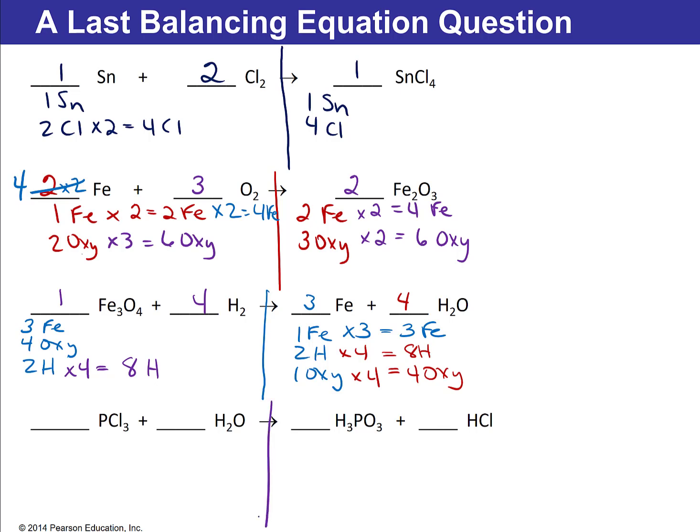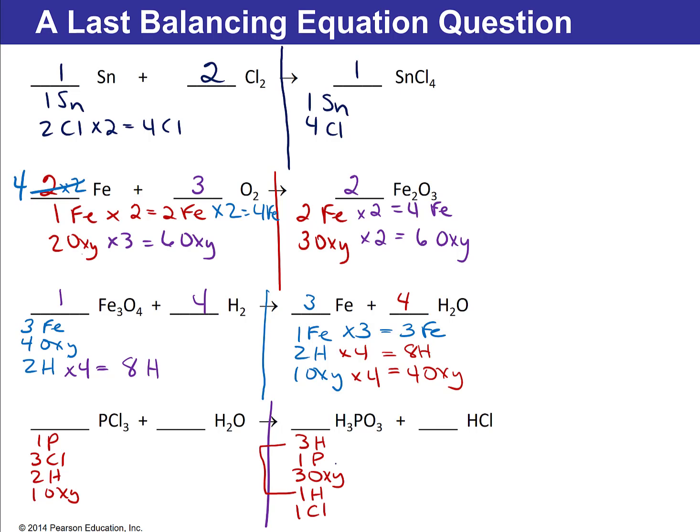Okay, last one. Told you it'd be a pretty quick review. I didn't think it'd be too bad. 1 phosphorus, 3 chlorines, 2 hydrogens, 1 oxygen. 3 hydrogens, 1 phosphorus, 3 oxygen, 1 hydrogen, 1 chlorine. Put a little bracket with the hydrogens on that product side because they're found in more than one place. Balance them last.